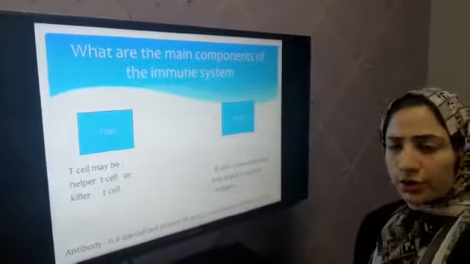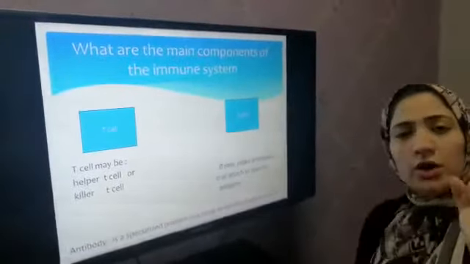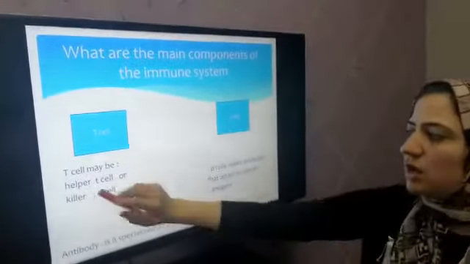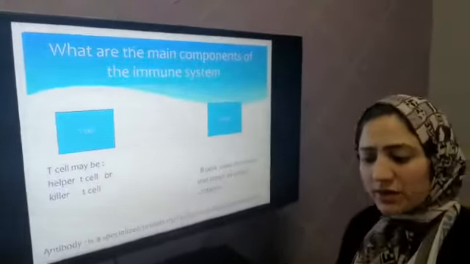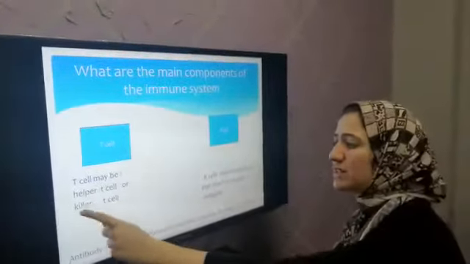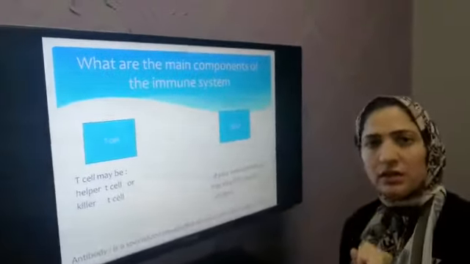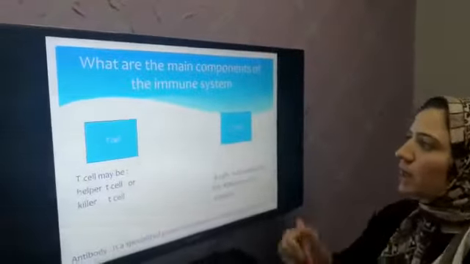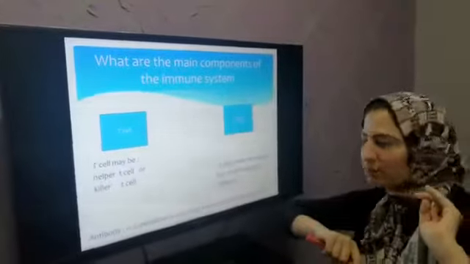So what is the function of helper T cell? You must know that T cell may be 2 types, helper T cell or killer T cell. Helper T cell activates another T cell to make it function. And what's the function of killer T cell? It attacks the pathogen. So the T cell may be two types, helper or killer T cell.